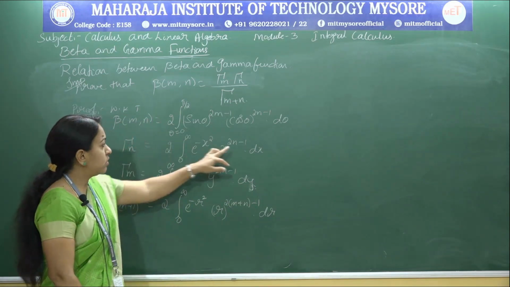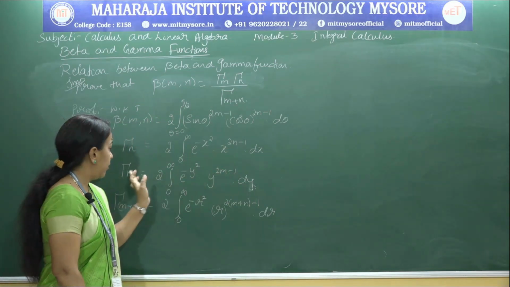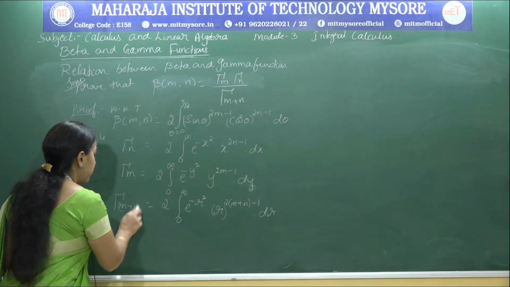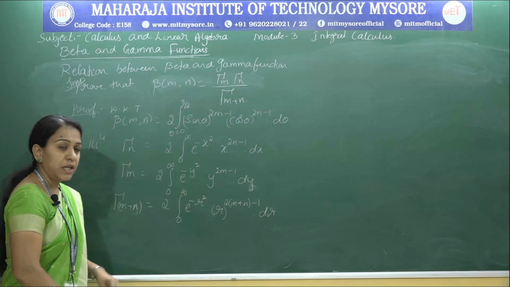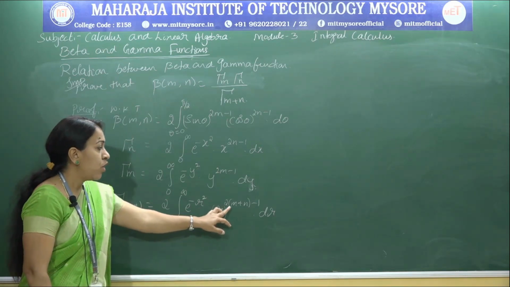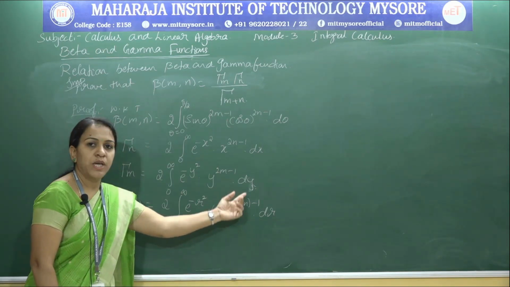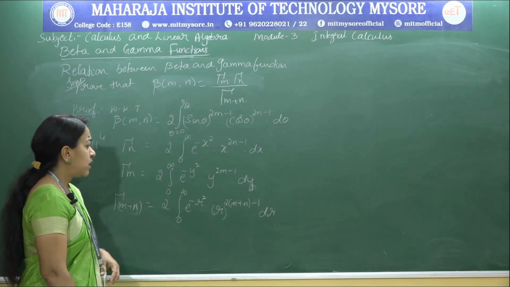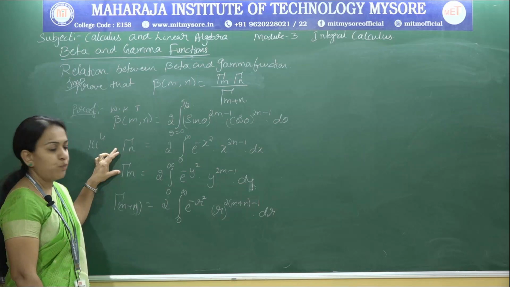So if I have n here, then it should be 2n. If I have m, then it should be m. If I have m plus n, of course, m plus n, then it should be r to the power of 2 times of m plus 1 minus 1 dr. Now to get the required result, we are going to multiply these two.